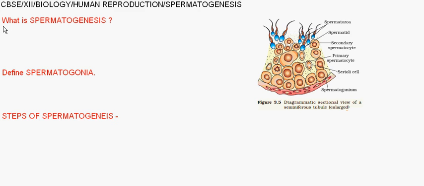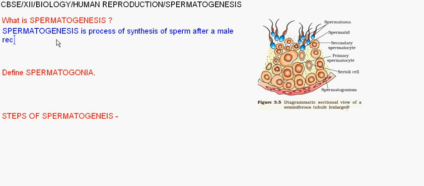What is spermatogenesis? It is a process during human reproduction. What is spermatogenesis? First thing we will discuss. Spermatogenesis is the process of synthesis of sperm, or it is the process of sperm production after a male reaches puberty.